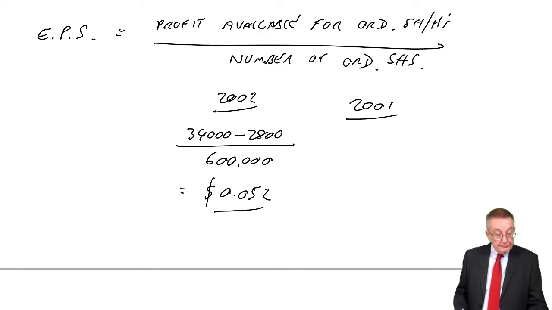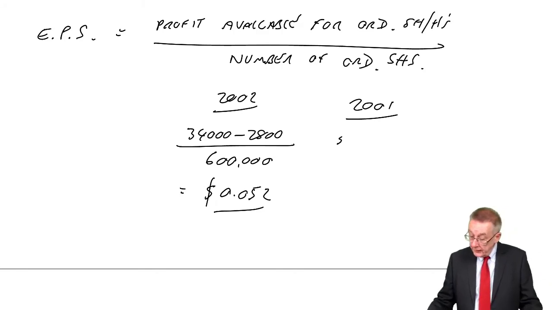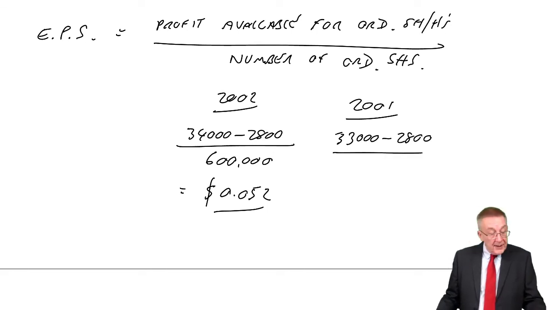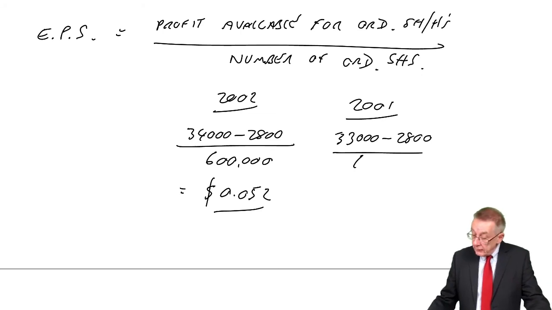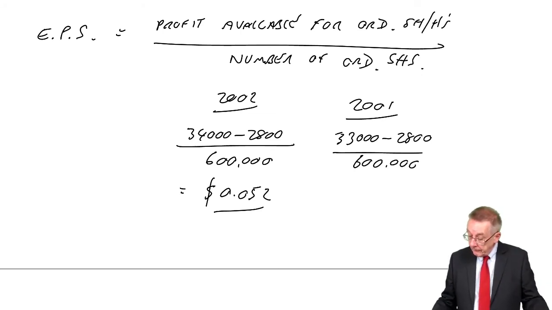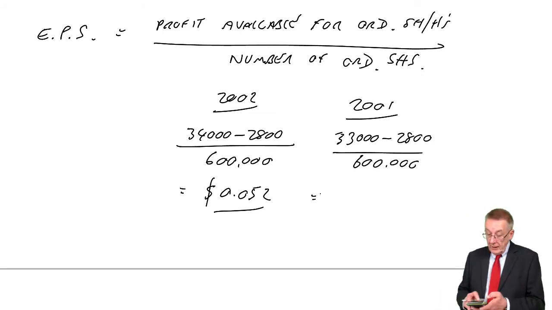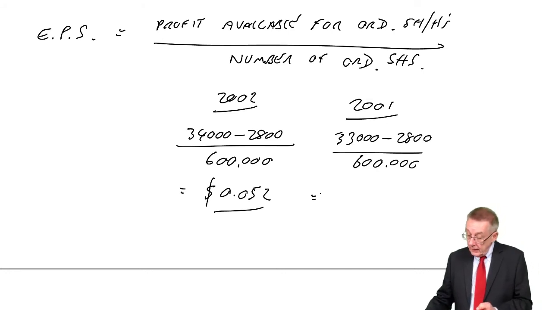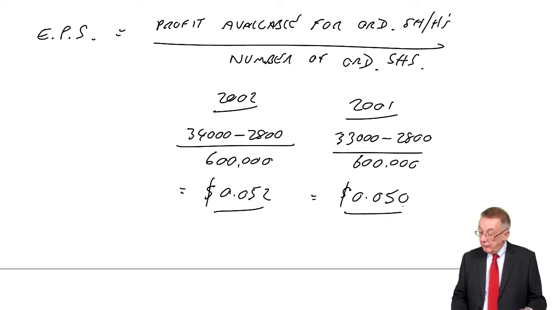2001, profit 33,000 minus preference dividend 2.8. There were still 600,000 shares in issue. 33,000 minus 2,800, I get 0.05003.